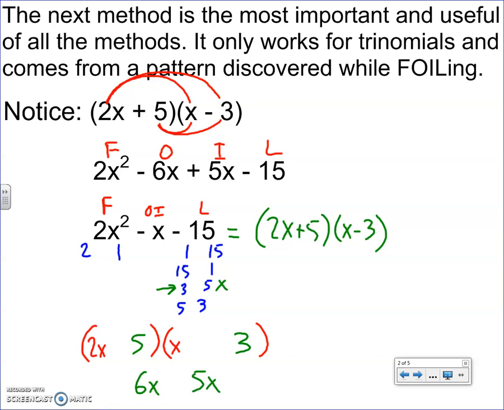Now I care about the signs. I need a negative 1x. So to get negative 1x using those two numbers, I need the 6 to be negative and the 5 to be positive. So to get the 6, that was 2x times 3, I need it to be negative. This has to be a negative 3. And for the 5x to be positive, this has to be a positive 5.